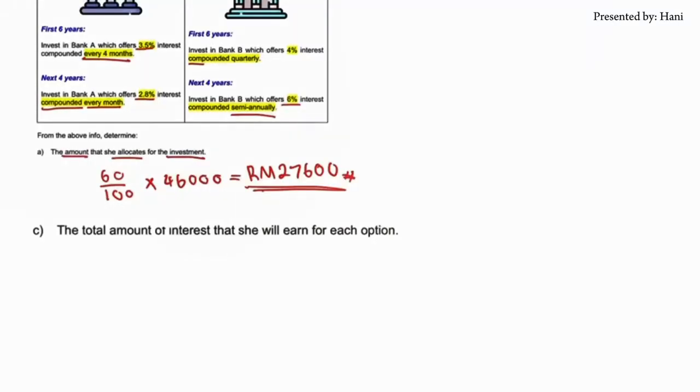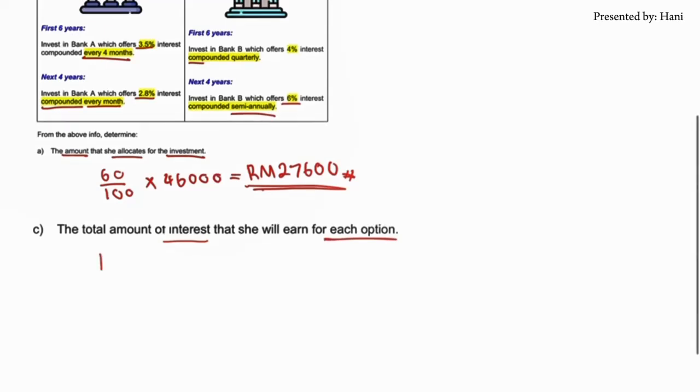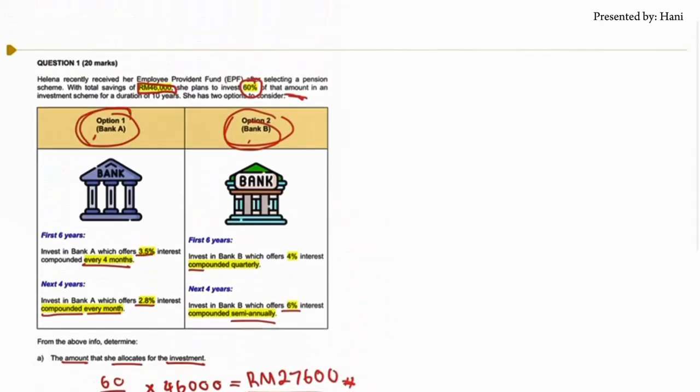Okay, let's look at question C. The total amount of interest that she will earn for each option. Now, what is the formula for interest? Interest is basically I equals to S minus P. That is the general formula for interest. Now, the question asks the total amount of interest that she will earn for each option, meaning option 1, bank A, and option 2, bank B.